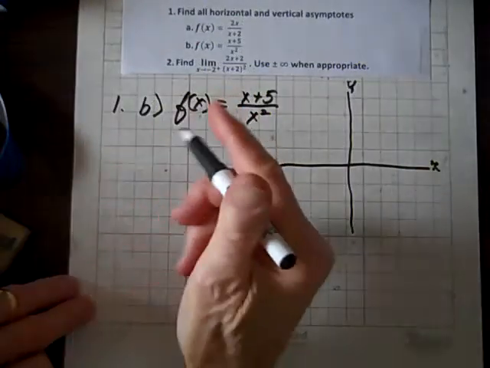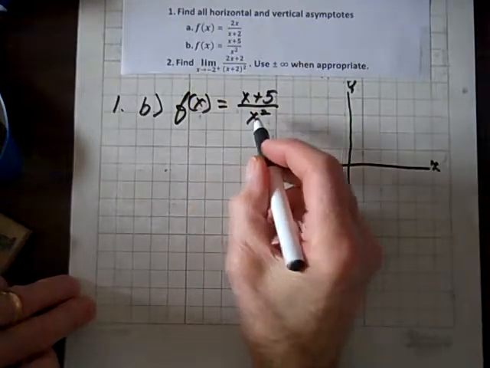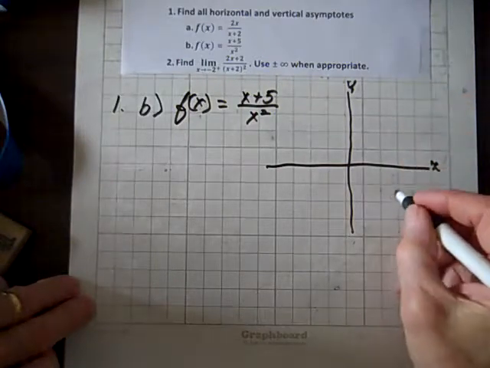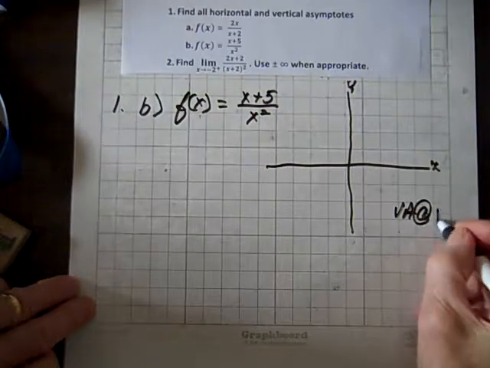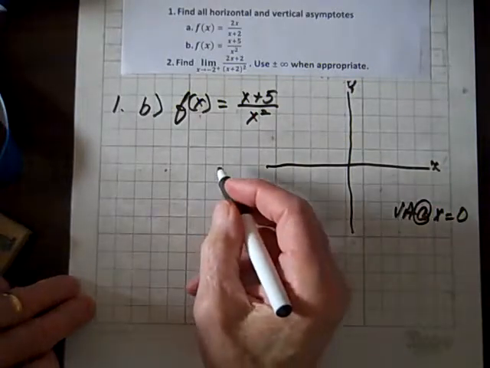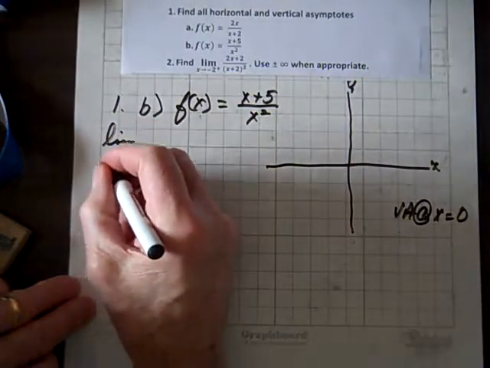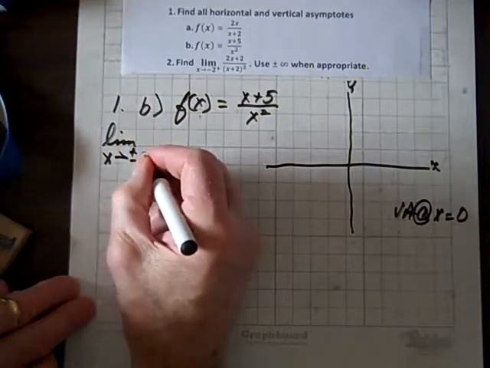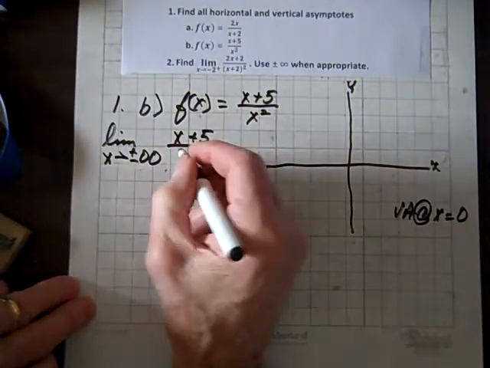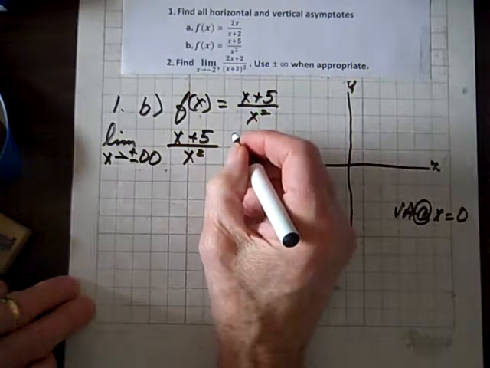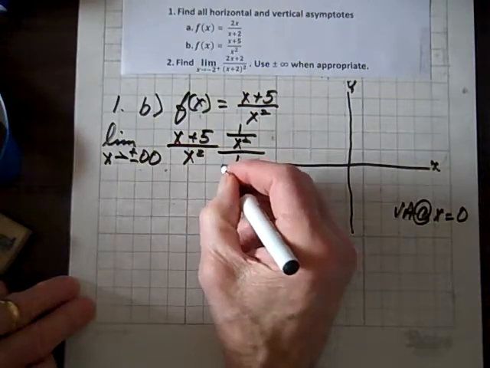Now we're doing 1b, and again we have to find the horizontal and vertical asymptotes. And will you agree 0 will take that denominator to 0? So we've got a vertical asymptote at x equals 0. Now to find the horizontal asymptote, we'll look at the limit as x goes to plus or minus infinity of x plus 5 over x squared, and we'll multiply by 1 in the form of 1 over x squared and 1 over x squared.